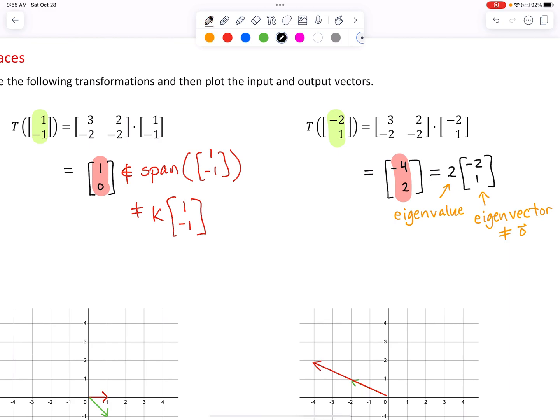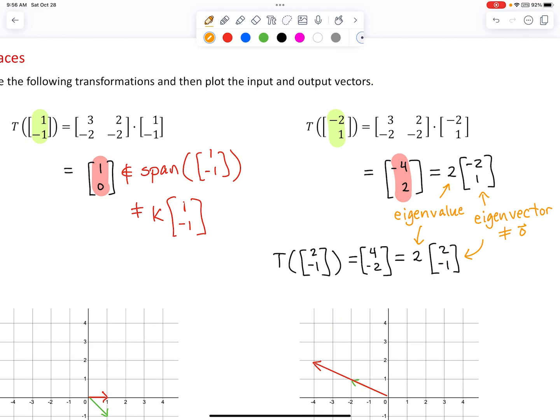Furthermore, notice that if I were to plug into this transformation any scalar multiple of this eigenvector, for example, let's plug in its opposite, which is 2, -1. Doing the matrix vector multiplication, in this case, we get 6 minus 2, which is 4. And then we get -4 plus 2, which is -2. And notice once again, we get a doubling of the input vector. So this 2 is still our eigenvalue, but now we have a different example of an eigenvector.